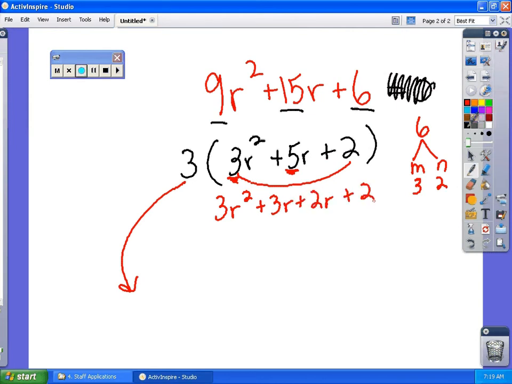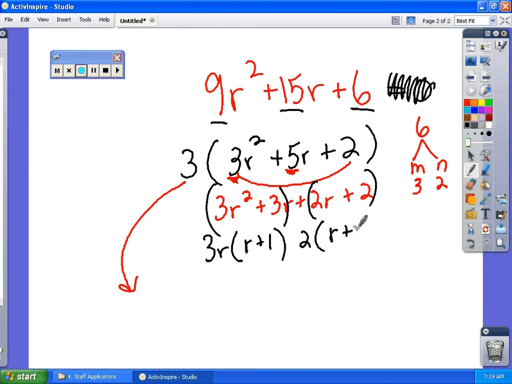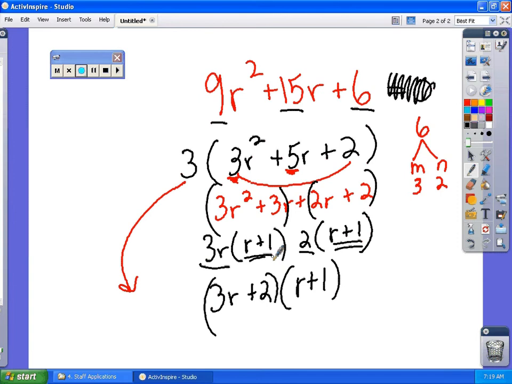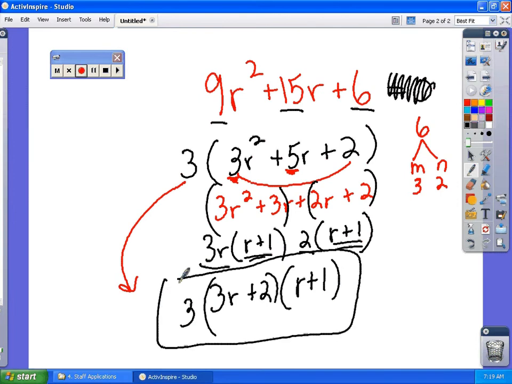Then I'm going to go through that grouping process again. 3r they share, and I'm left with r plus 1. Here they share a 2, and I'm left with r plus 1. I'm going to factor it into 3r plus 2 on the outside, and inside the parentheses would be r plus 1. It's the same, so I only have to write it once. Then I make sure I bring down my 3, because you're actually multiplying 3 factors to get back to the original problem. And this is it in factored form.